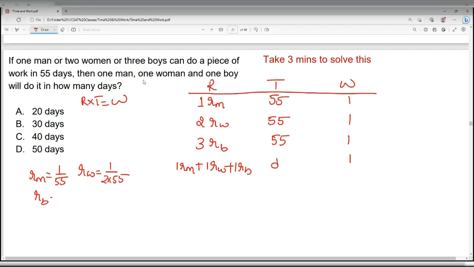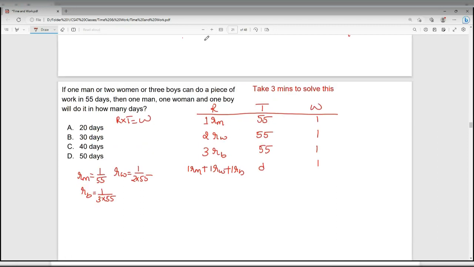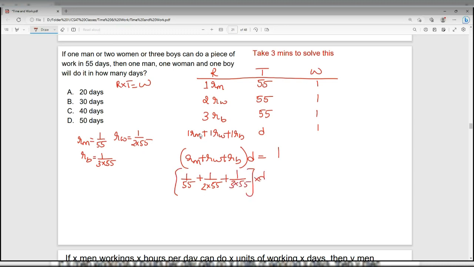Rb is equal to 1 by 3 into 55. What we'll do is we'll input this in this equation. So we have this equation (Rm plus Rw plus Rb) into D equal to 1. And we have Rm is 1 by 55, Rw is 1 by 2 into 55, plus Rb is equal to 1 by 3 into 55, into D is equal to 1.